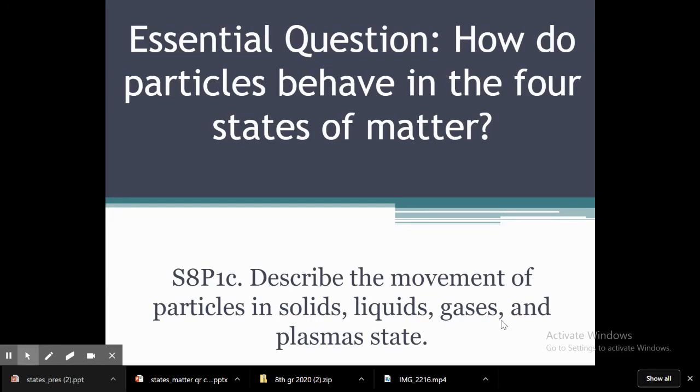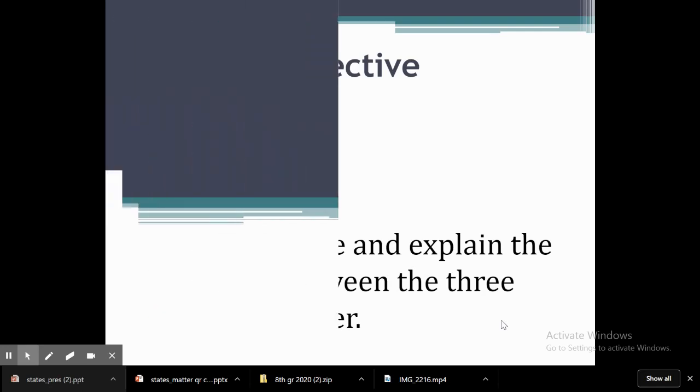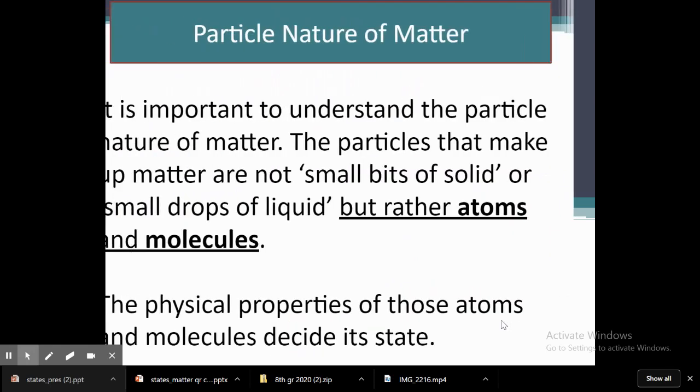All right, so the essential question for today is, how do particles behave in the four states of matter? We have already learned about the composition of matter. We have learned about the properties of matter. Today, we're going to focus on the phases of matter. So by the end of this video, you will be able to describe and explain the differences between the three phases of matter. All right, states of matter. You all have learned this before, but now we're going to get into more detail.